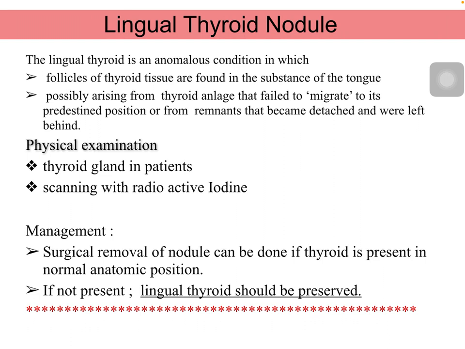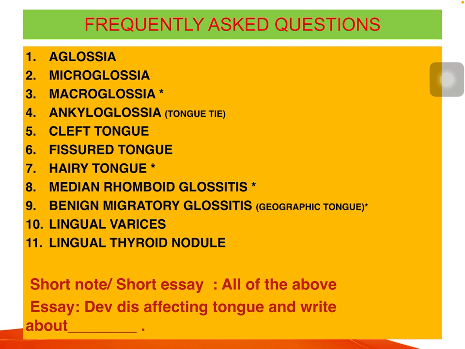Physical examination includes thyroid gland assessment in patients and scanning with radioactive iodine. Management of the lingual thyroid nodule includes surgical removal of the nodule if the thyroid is present in the normal anatomical position, and if the thyroid is absent, the lingual thyroid should be preserved.